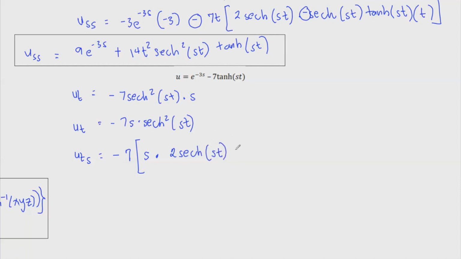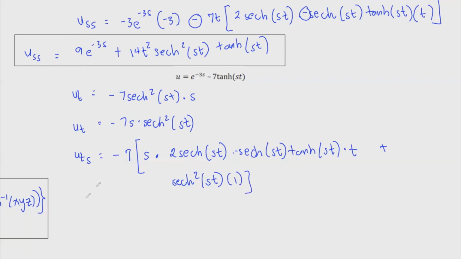Then the derivative of sech is actually negative sech st tanh st, and then the derivative of st is simply t, because we're differentiating with respect to s. So plus, we have sech squared st, and then the derivative of s is simply 1.